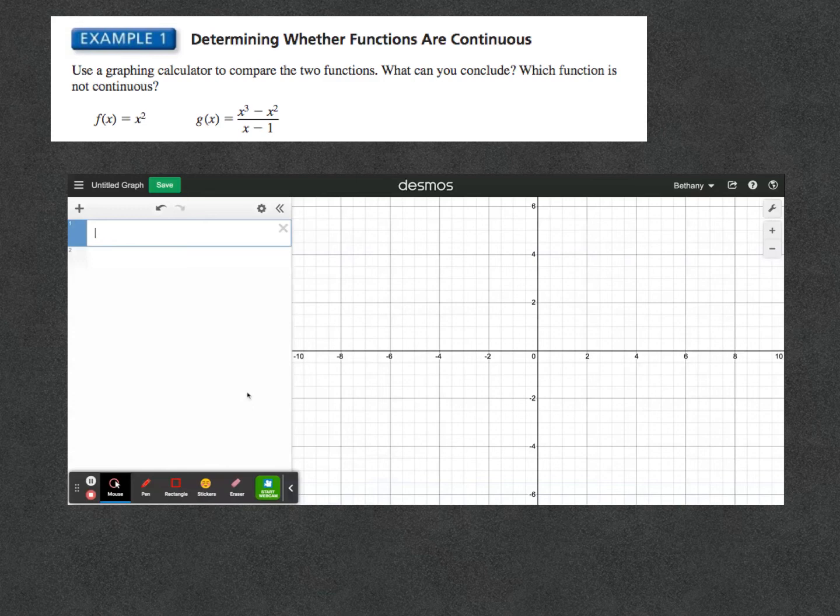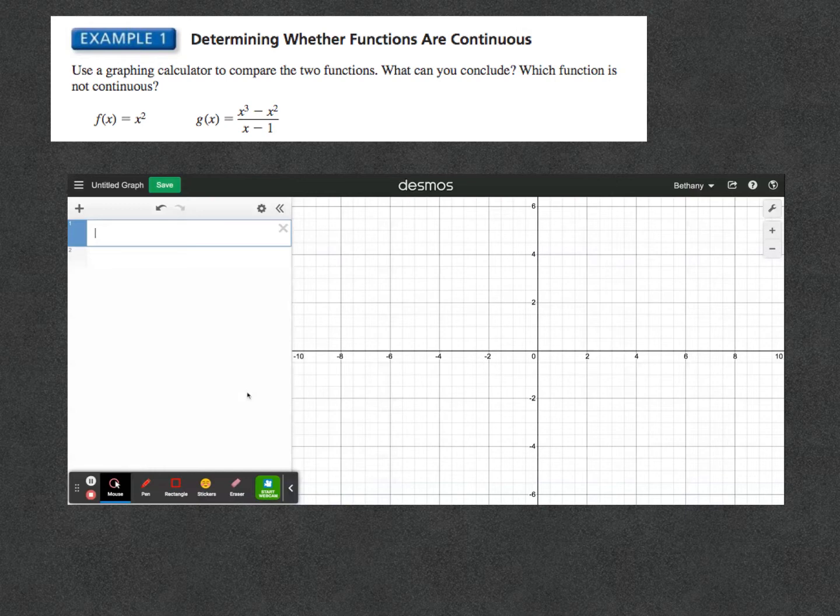Right, for these problems where you need to determine whether the functions are continuous, it says use a graphing calculator. You guys will be using Desmos. So I'm going to show you guys how to do it and walk you through it so that when you get to these problems for homework, you know how to do it.